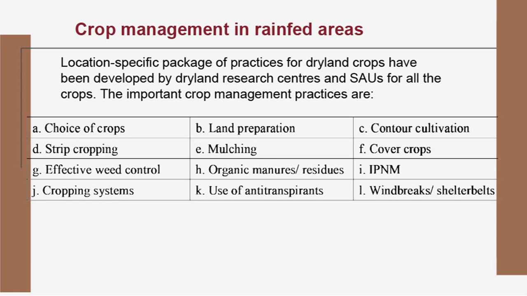Efficient cropping systems have been suggested for rain-fed areas. Land preparation and mulching techniques have been developed, and there are several kinds of mulching available. Organic manure recommendations have come up, contour cultivation, cover crops, IPNM, and windbreaks and shelter belts, etc. So you can see there are a lot of crop management options for improving the yields in rain-fed farming.